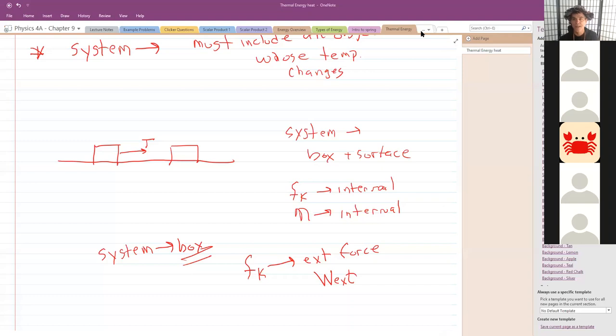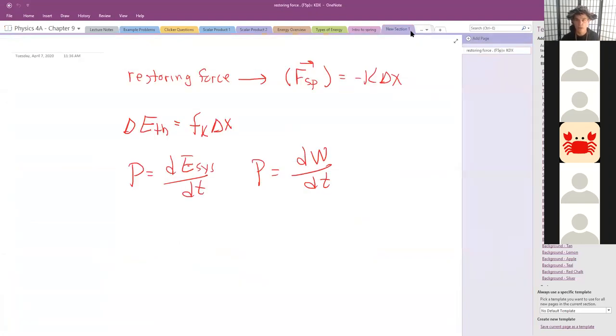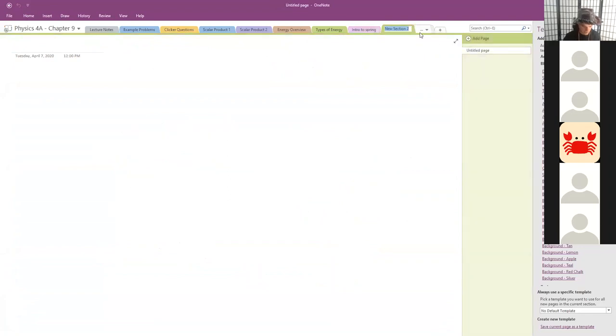Can you go back? Let's go back to share screen. Okay, very last thing I want to talk about really quick. New section: power. Just real quick, I am not going to quiz you on chapter 9 on power. We will deal with it a little bit more next chapter. It'll come up a bunch in 4B. I just want to introduce it conceptually now.